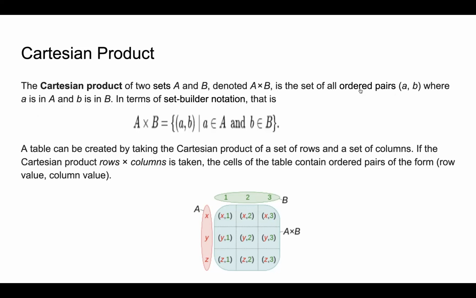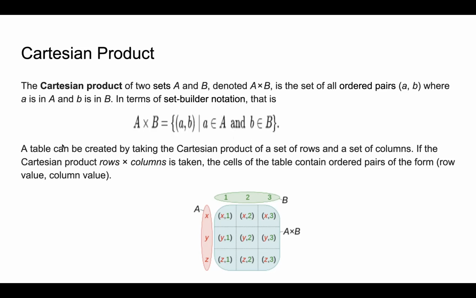What will the Cartesian product contain? It will contain the ordered pairs (a, b), where a is an element from set capital A and b is from set B. In set builder notation, A cross B is equal to the set of (a, b) such that a belongs to A and b belongs to B.